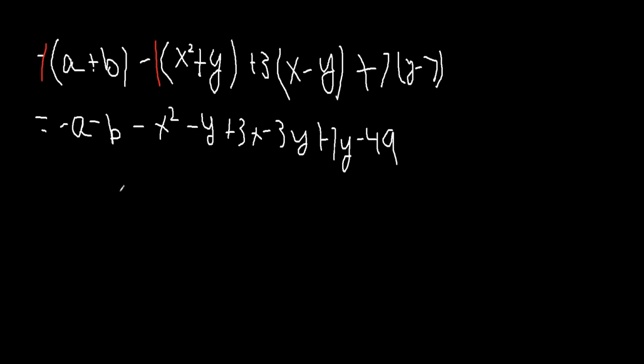So now we can just combine our like terms. That gives us negative a minus b minus x squared, and then we have negative y, and then here we have negative 3y and positive 7y. And finally we have 3x minus 49.